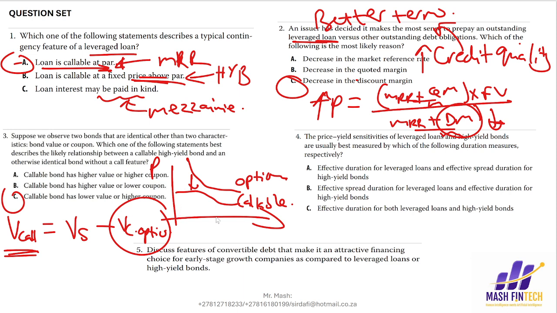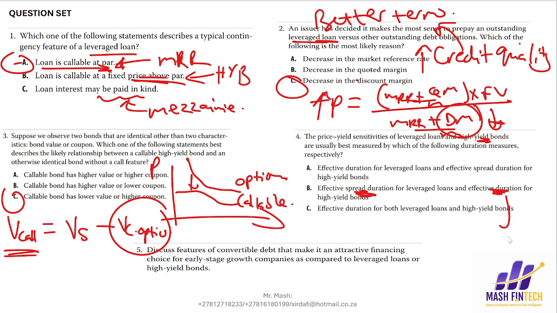All right. And then number 4, the price yield sensitivity of leveraged loans and high yield bonds are usually best measured by which of the following duration measures. So this is quite straightforward. For the leveraged loans, we said we use the spread duration because they're not affected by yields. And then high yield bonds, these are affected by yields. We use the effective duration.